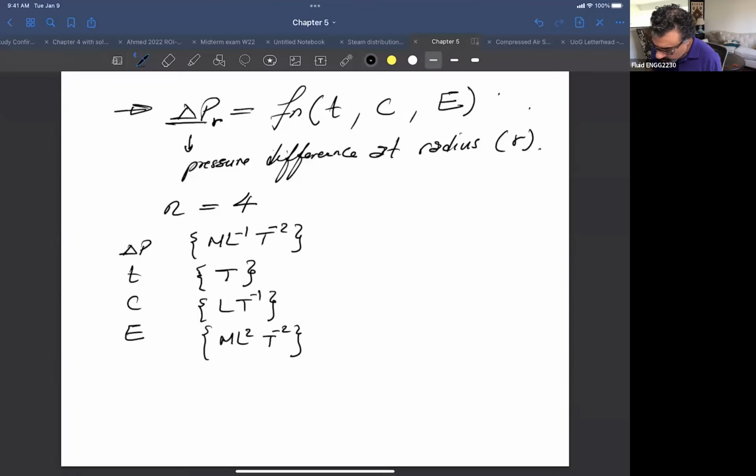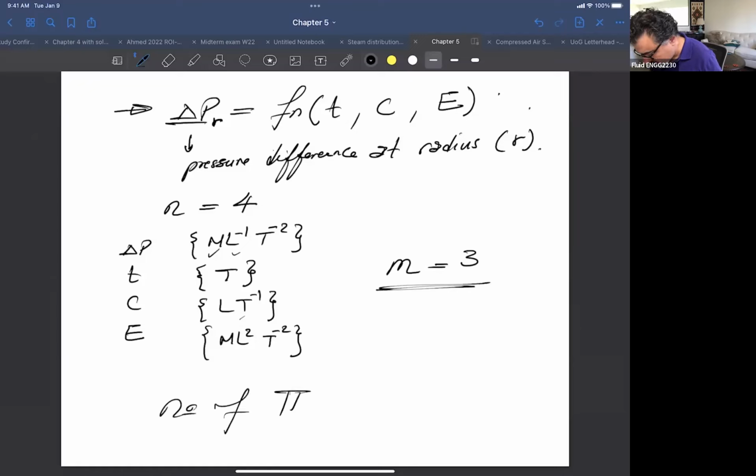So what is M here? Anyone else? Everybody remember? We see M, we see L, we see T. That means we see all 3 basic dimensions. Okay, 3, thank you. So we have 3 here. So the number of pi groups here is what?